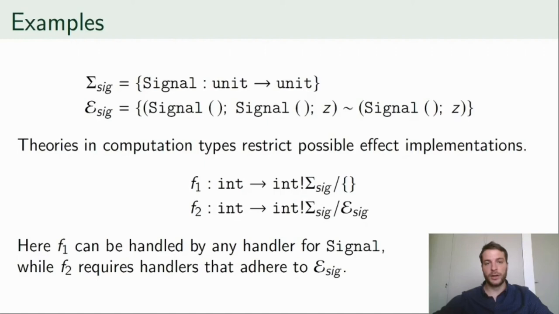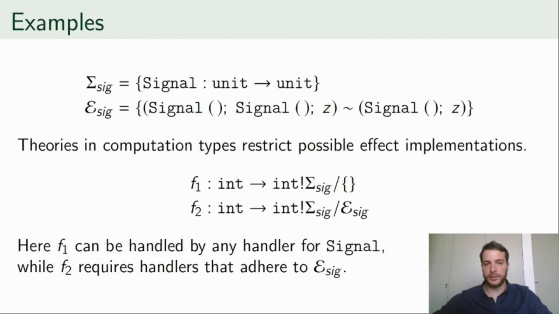This already shows a difference between global and local theories, since in the global setting, we either require all handlers to respect the equation or none of them. In the first case, we can't use such a wide variety of handlers for handling F1, and in the second case, we can't use the equation as a reasoning tool in the body of the F2.